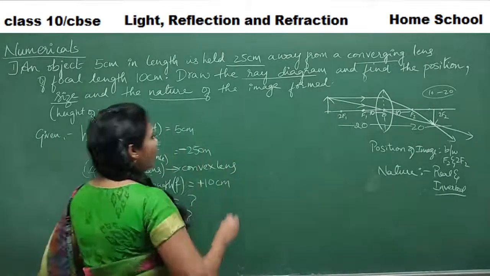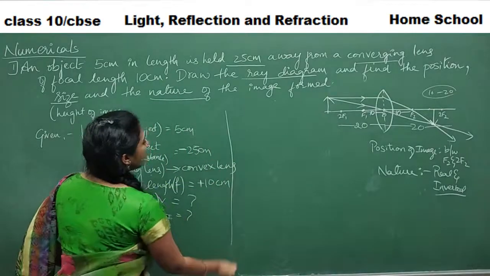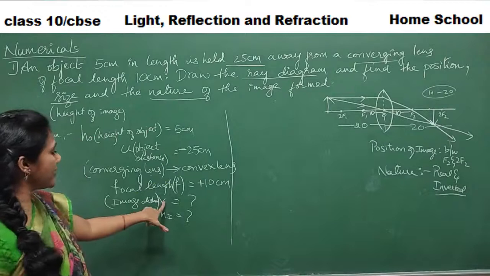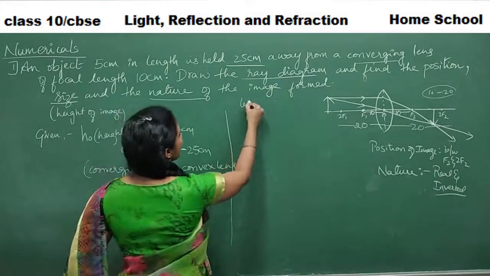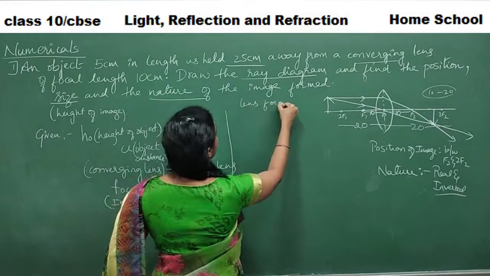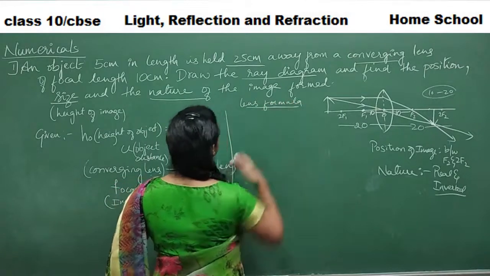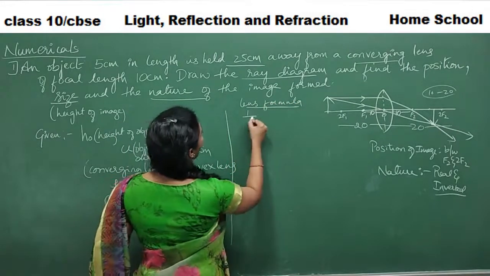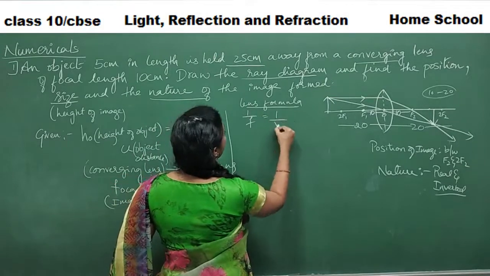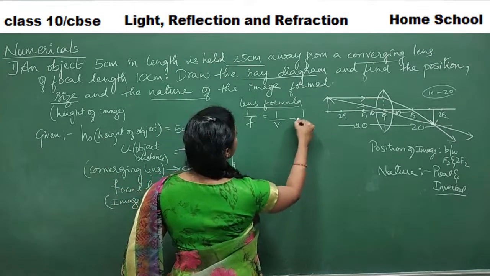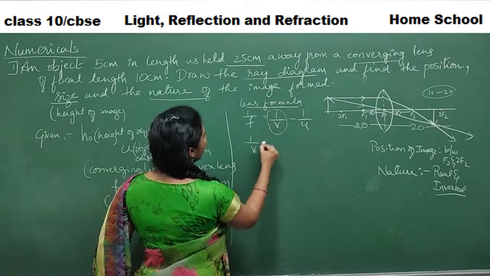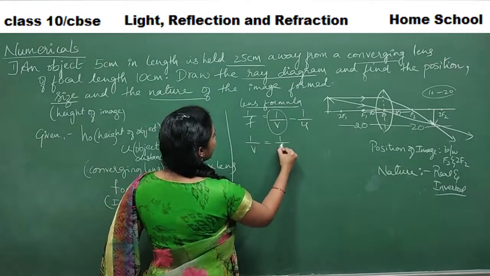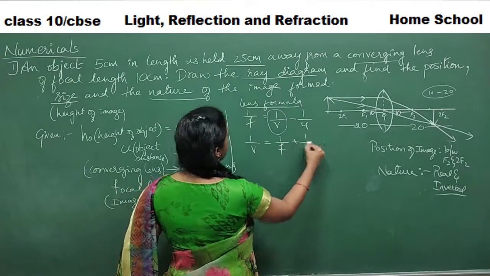Okay. So now we have to calculate the value of V. So how do we calculate? By using the lens formula. What is the lens formula here? 1 by F is equal to 1 by V minus 1 by U. What do you have to calculate? 1 by V we have to calculate. So rearrange the formula: 1 by F plus 1 by U.